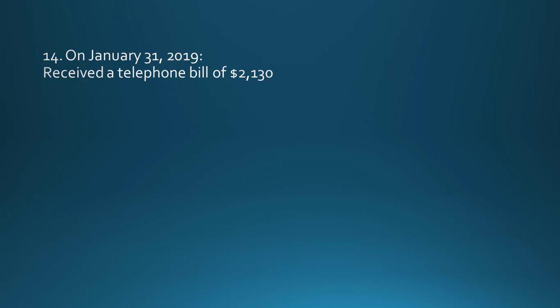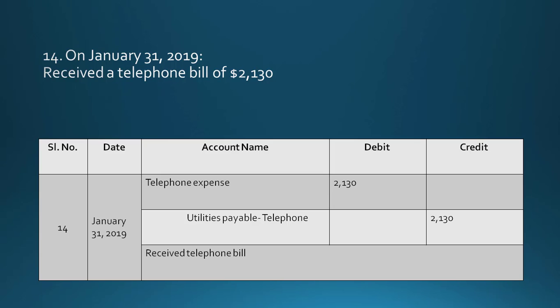On January 31st, 2019, you received another bill, which is a telephone bill. The bill amount is 2,130. So it will be the similar treatment like our previous one, electricity bill. So telephone expenses by 2,130 and utilities payable telephone by 2,130. So let's move on to our next transaction.